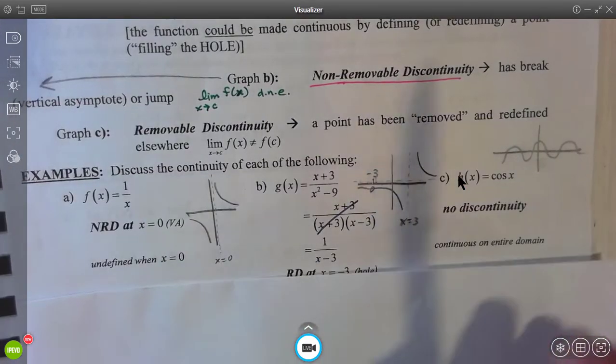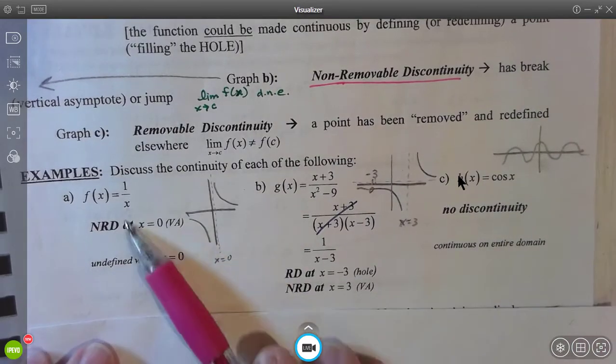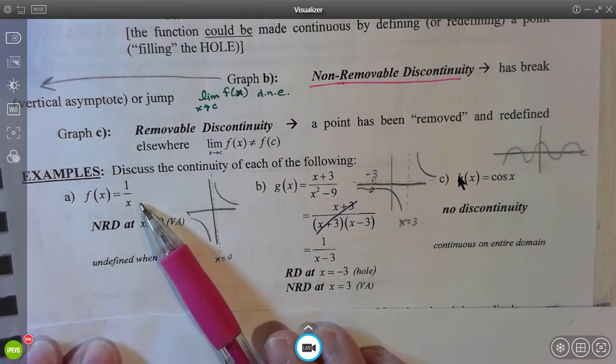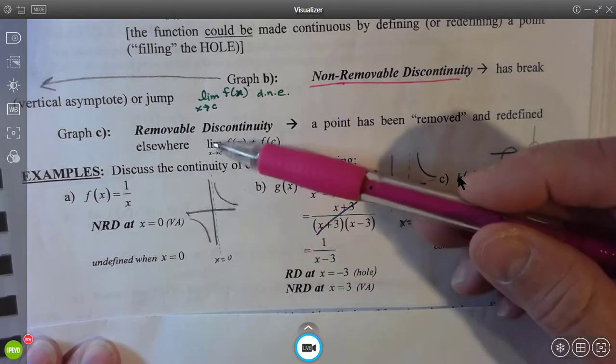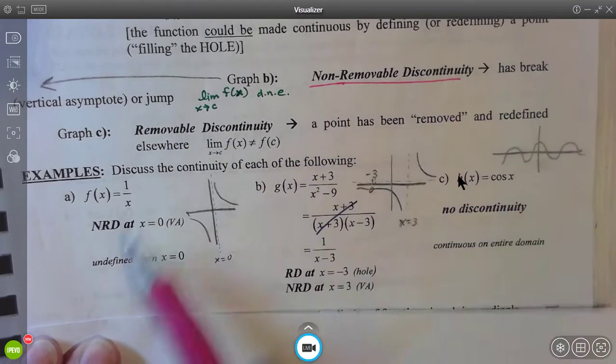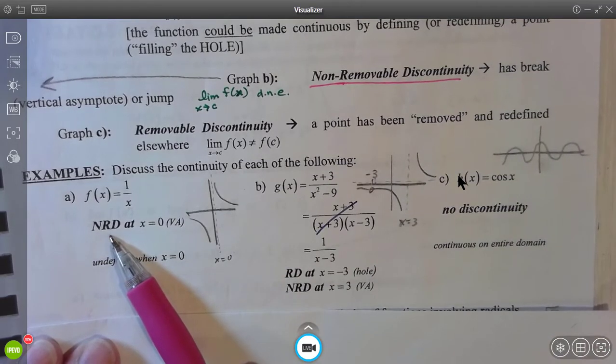So discussing the discontinuity of each of these, look at 1 over x. f of x equals 1 over x. We know that the graph looks like this. And we can see we have a vertical asymptote when x is 0. We call that a non-removable discontinuity.